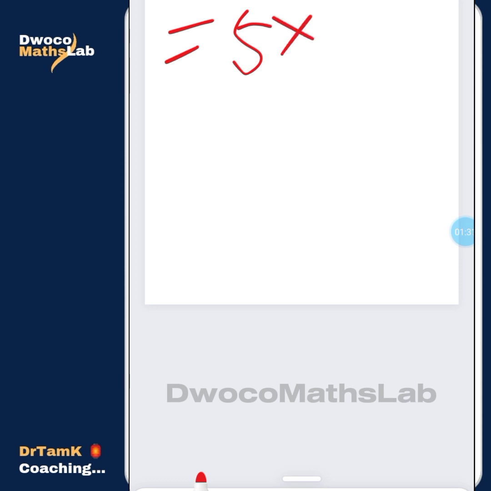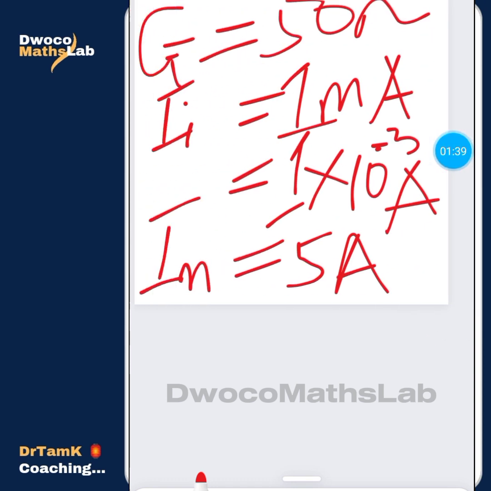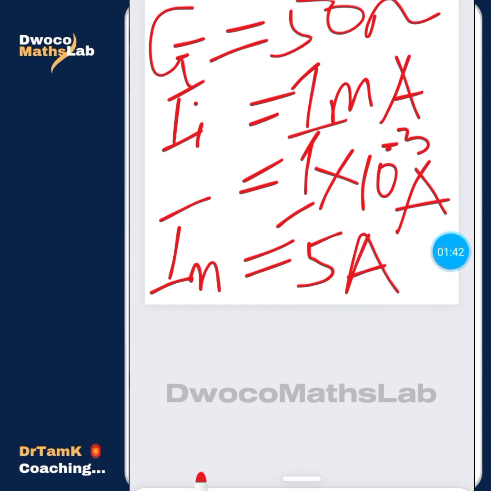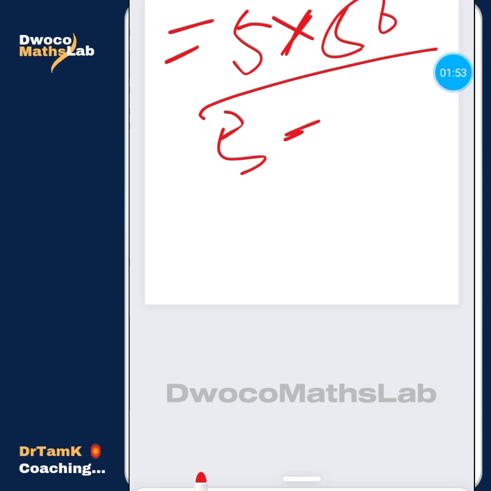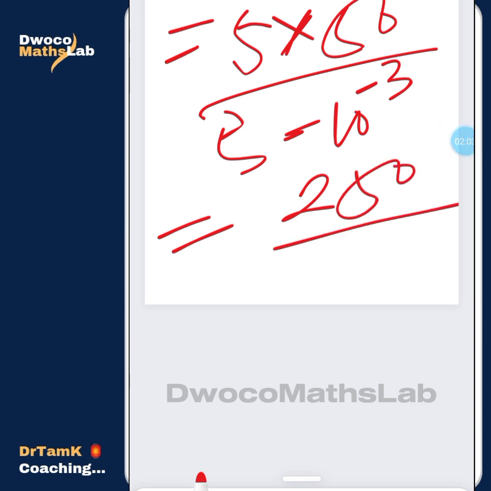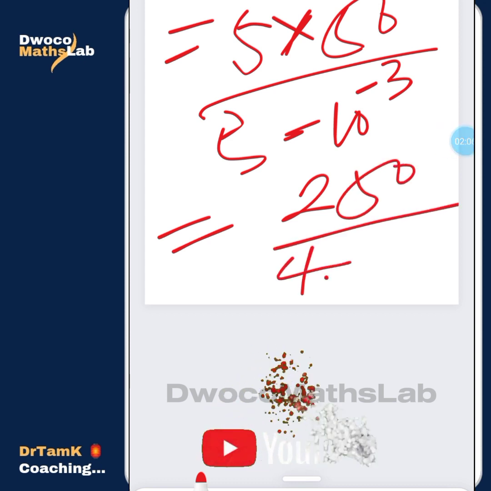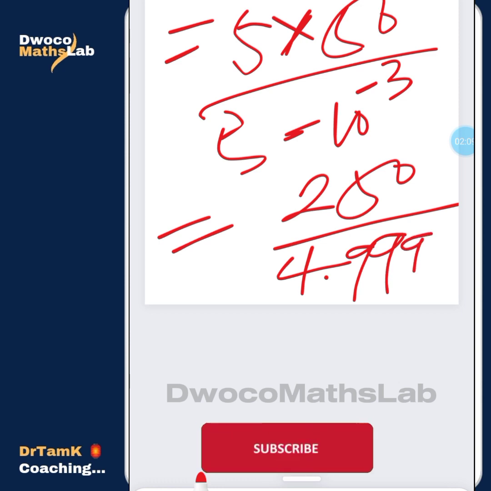If I go by that, we're going to get 5 times 50, because the current here is 5 amps and the resistance of the galvanometer is 50 ohms. All over the maximum current, which is 5, minus the smaller current, which is 10 to the power minus 3, that is 1 times 10 to the power minus 3. So we're going to get 250 divided by this value, which is about 4.99. Can we check that?